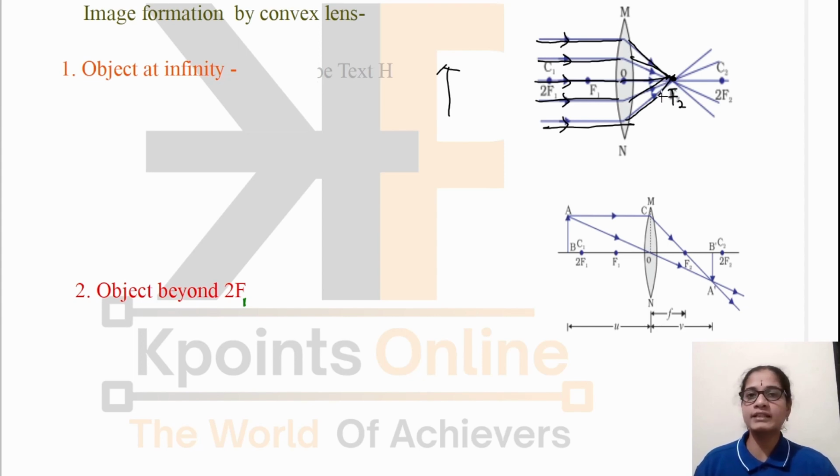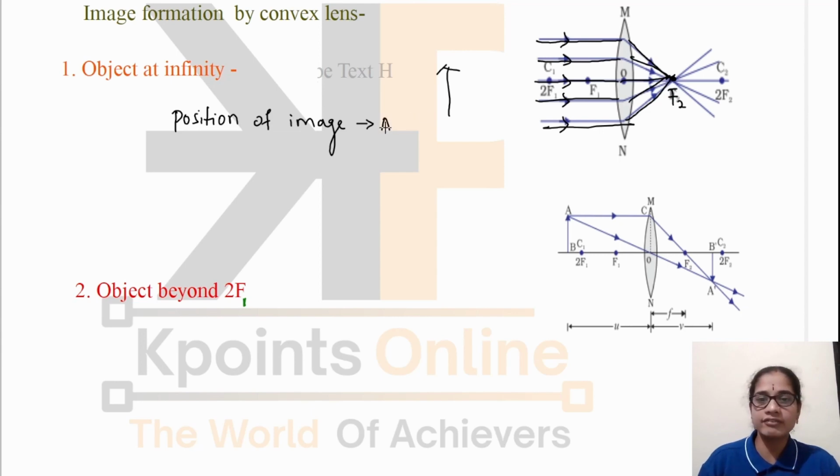As it is formed by the meeting of the refracted rays here. The rays are refracted here, and the point at which these refracted rays are meeting, the real image is formed. Actual meeting of the refracted rays. And we know that real images are inverted. So let's write the position. Position of the image is, it is formed at F2.